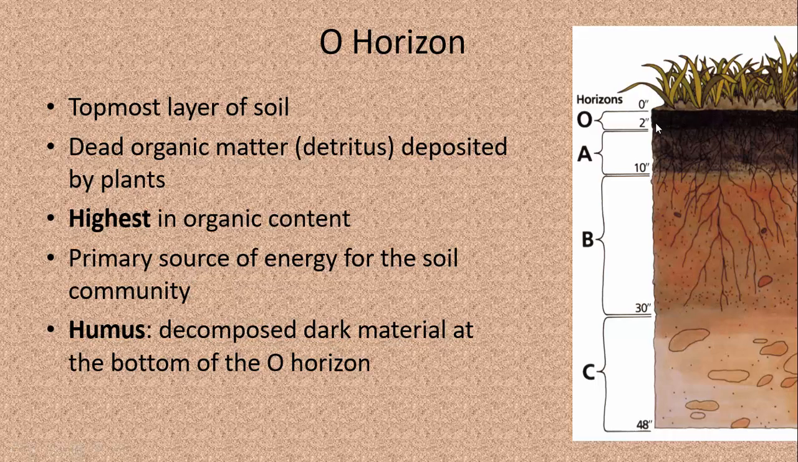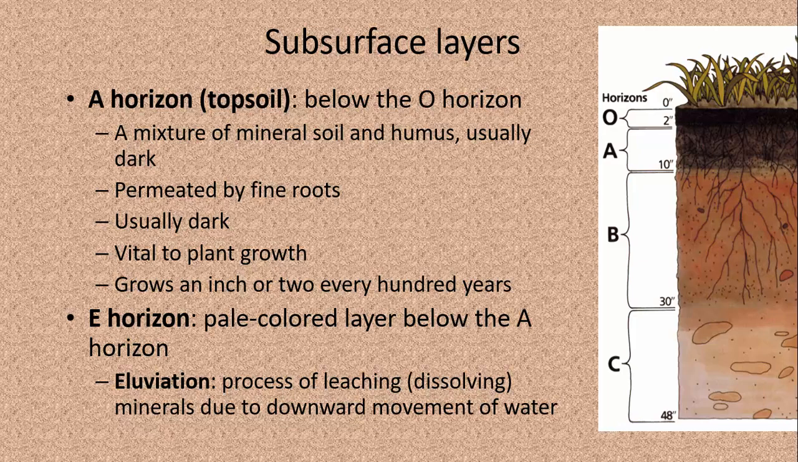At the bottom of the O horizon, you'll see a layer of humus, and that's kind of the transition from O to A, which is the topsoil. Humus is that somewhat decomposed dark material at the bottom of the O horizon. Below the O horizon is A. A is the topsoil. A is thicker than O, and it's a mixture of both mineral and biological components. So it has humus mixed in with mineral soil. In a good healthy soil, it's usually pretty dark, and it's permeated by roots. It's the most important layer for plant growth.